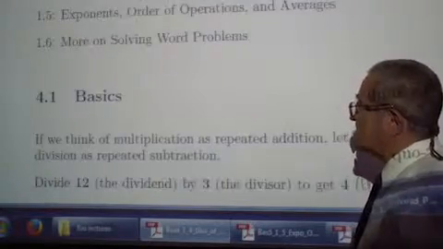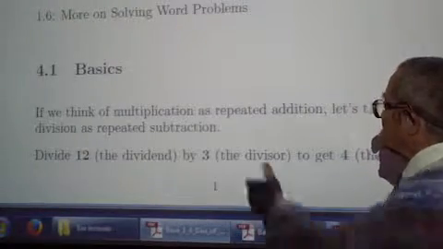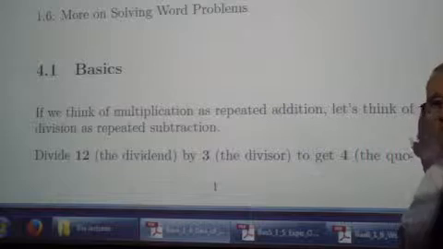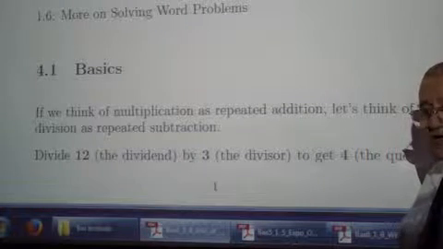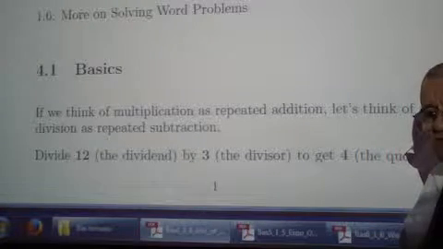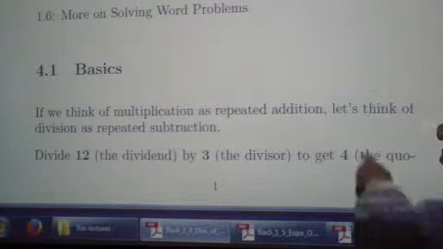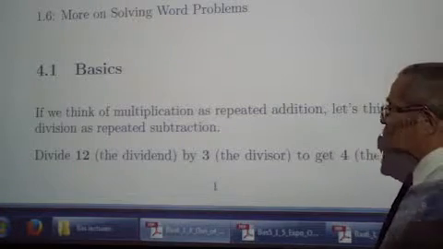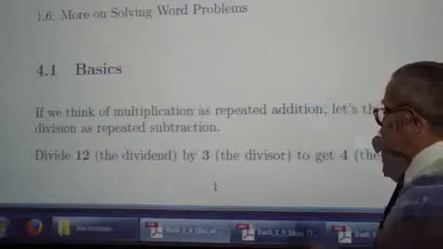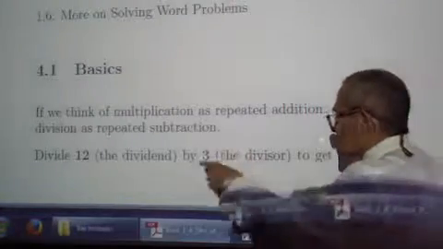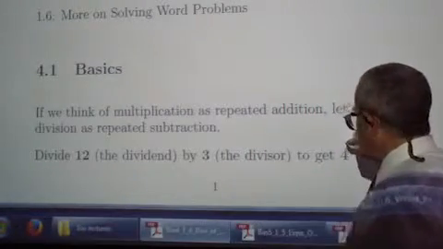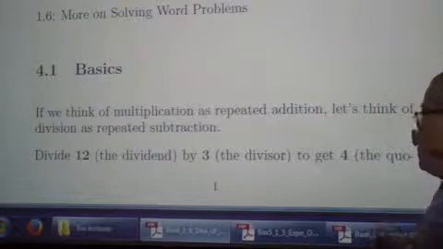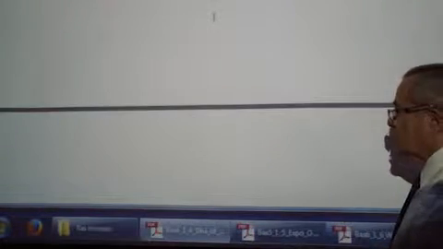Now we go to the basics of division. If we think of multiplication as repeated addition, remember that? 2 times 3 is 3 plus 3, or 2 plus 2 plus 2. Then let's think of division as repeated subtraction. Divide 12 by 3. 12 is called the dividend. 3 is the divisor, and we get 4, which is the quotient.